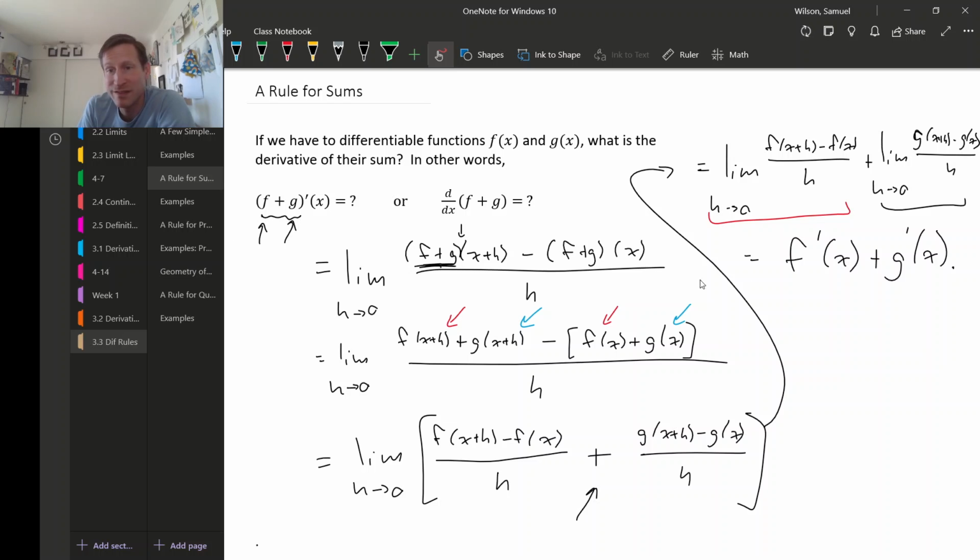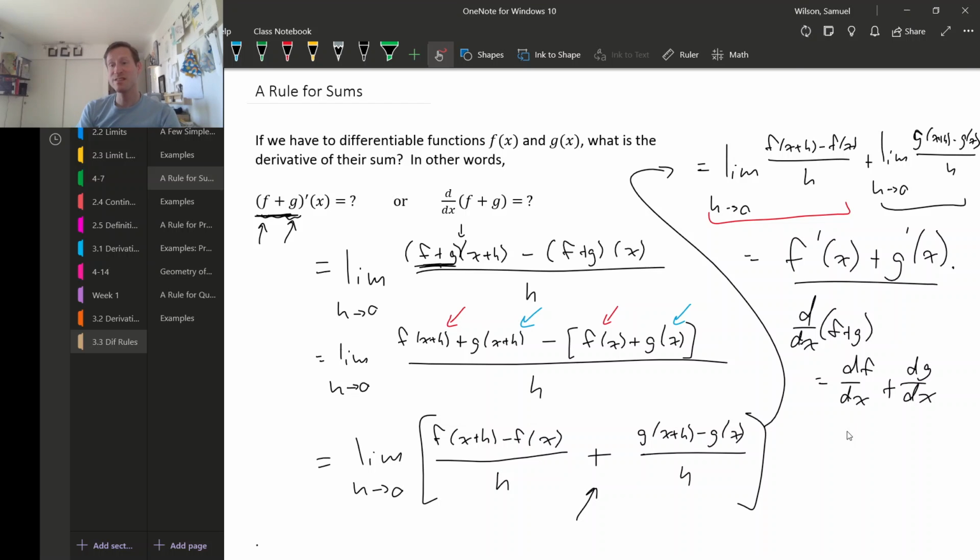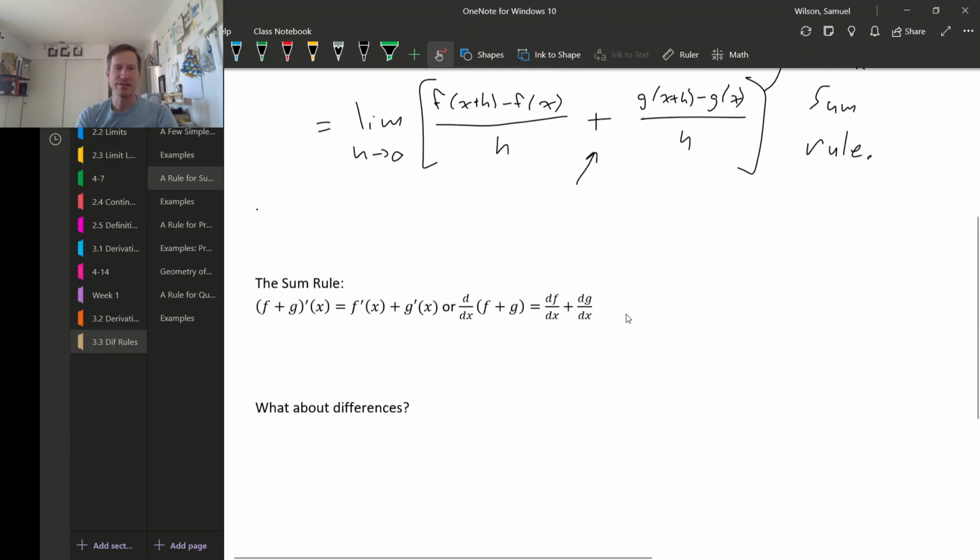So this gives us a derivative rule for the derivative of a sum. The derivative of a sum is the sum of the individual derivatives, right? I guess the Leibniz way of writing this would be that d dx of f plus g is df dx plus dg dx. All right, so this is the sum rule for derivatives, which turns out to be pretty much what you would expect. To take the derivative of a sum, you just take the derivative of each piece separately and then add them together. So that's the sum rule.